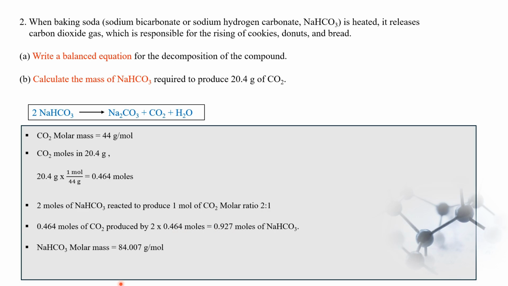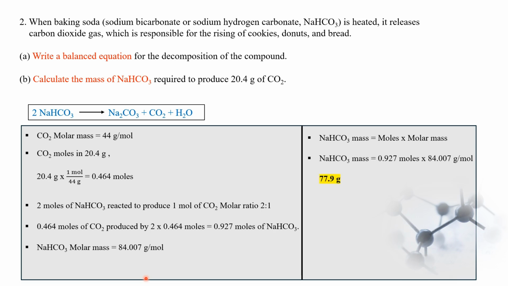Now we need the gram quantity. The sodium bicarbonate molar mass is 84.007. If you multiply the molar mass times the number of moles together, then we can get the number of grams. Sodium bicarbonate mass: 0.927 moles times the molar mass is equal to 77.9 grams.